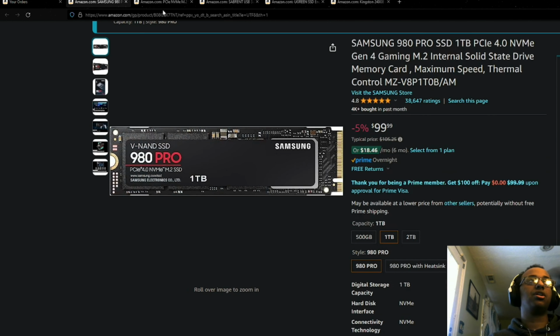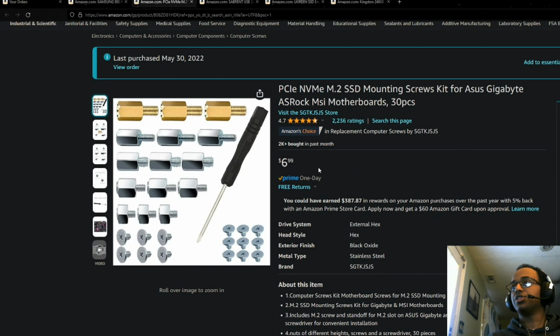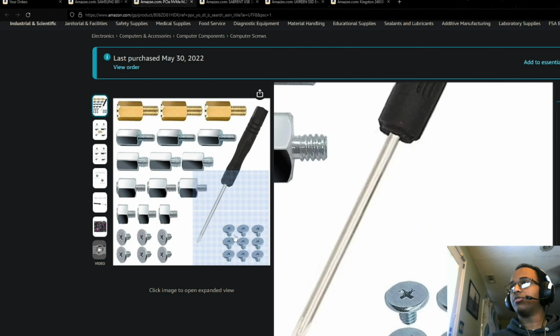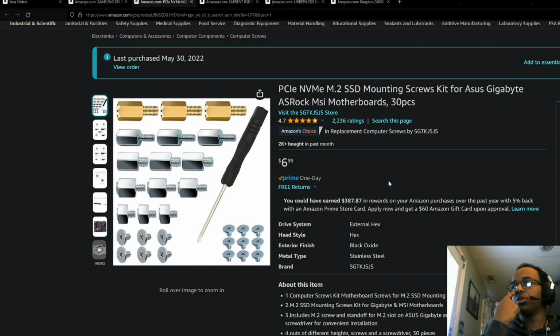I went on Amazon. Get yourself one of these, $7, PCIe NVMe M.2. You basically just need the screwdriver and one of these screws. It's so worth it, dude. Because now you're going to have a pack of them, and all of your friends that want to upgrade SSDs, you could be like, yo, dude, I've got the screws if you need them. And then it's a fun time.